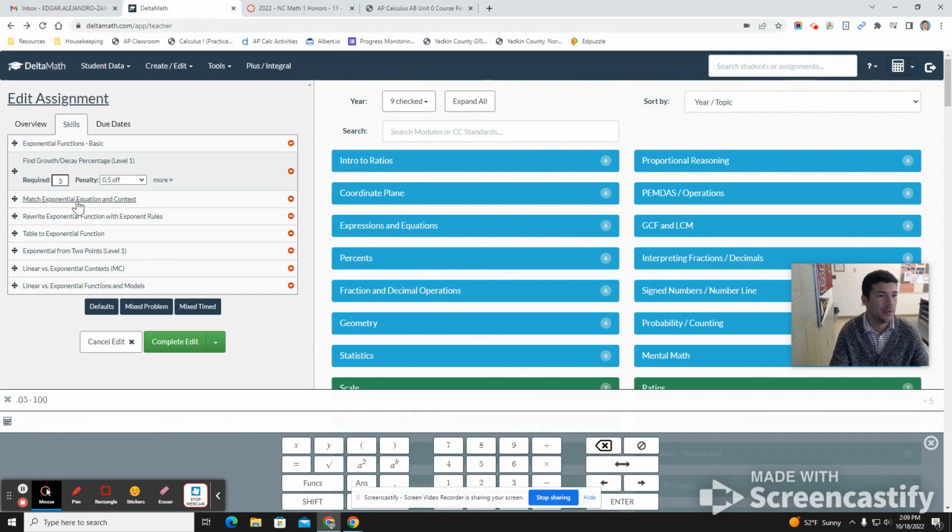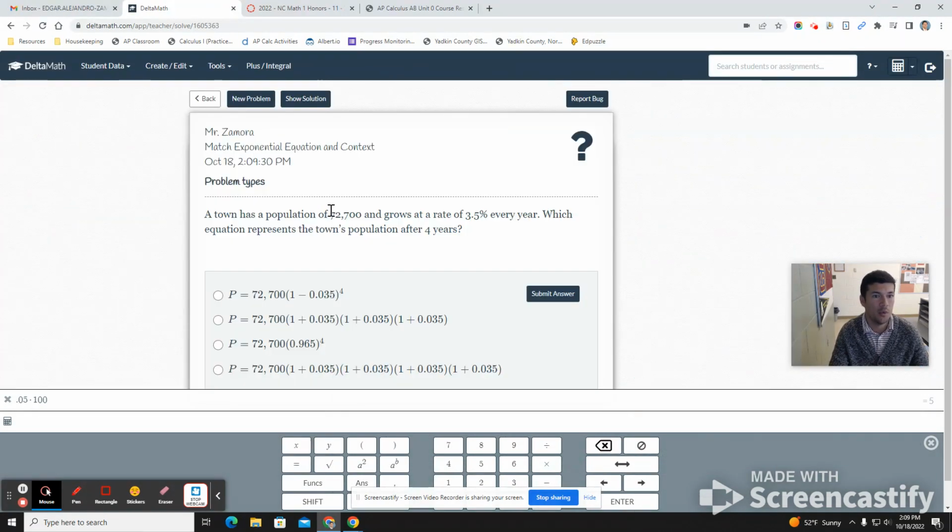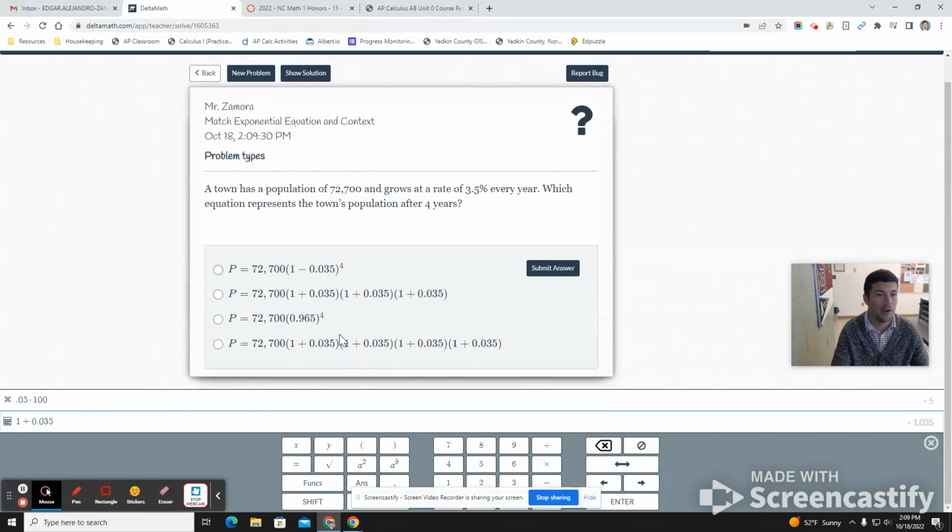For your last skill, or for the third skill, we are trying to match correct evaluations. Now notice, knowing the y-intercept is good, 72.7, fantastic. However, I need to know how to apply this rate. So it says it grows at a rate of 3.5%. I am going to say 1 plus 0.035. So I get 1.035. So I'm looking at these that have a value of 1.035 or 1 plus 0.035. And I'm going to raise it to the 4th power.